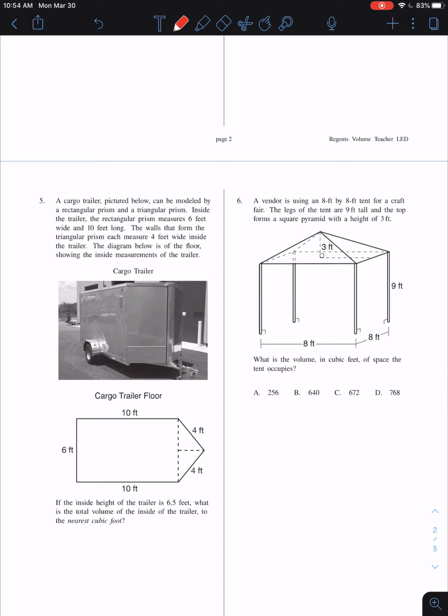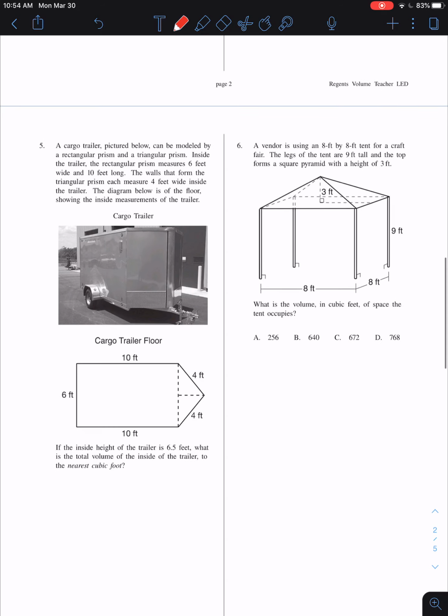All right, a cargo trailer pictured below can be modeled by a rectangular prism and a triangular prism. Inside the trailer, the rectangular prism measures 6 feet by 10 feet. The walls that form the triangular prism each measure 4 feet. The diagram below is of the floor, showing the inside measurements. If the inside height of a trailer... they want the volume of the trailer.